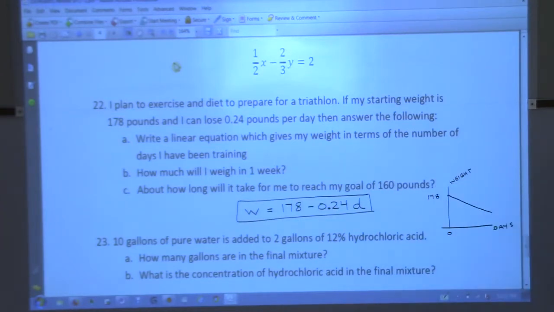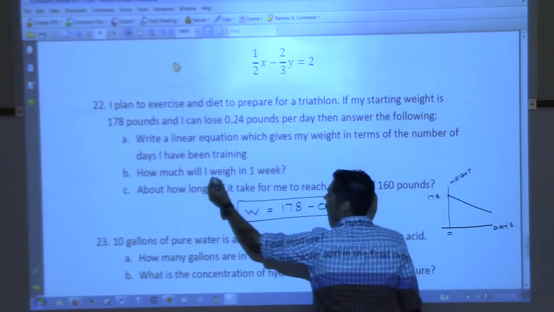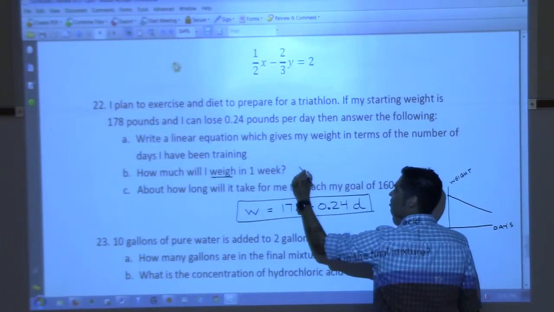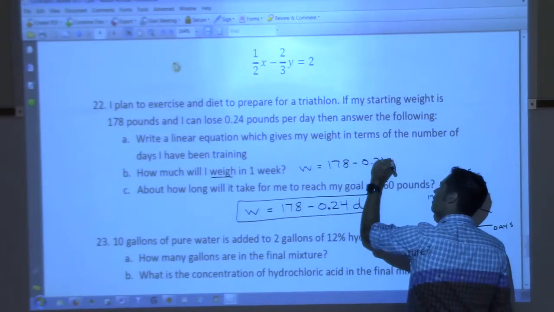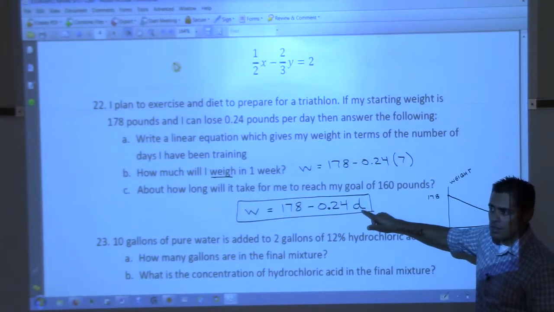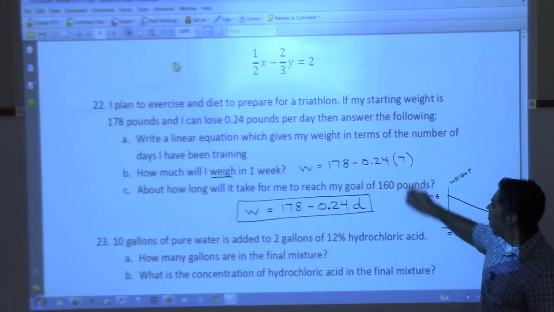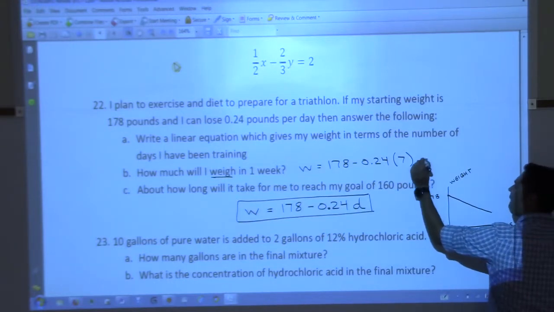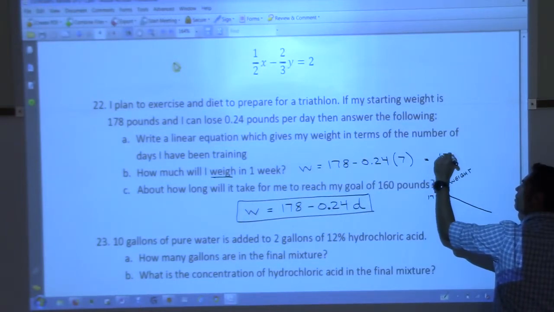How much will I weigh in 1 week? So what is part B asking you to do? Find the weight, right? Find the weight. So use this equation. Weight will be equal to 178 minus 0.24 times 7, because this is the number of days. So 1 week later is 7 days. And so somebody on their calculator? What is it? The total weight's 170, oh, whoa, 176. Whoa.